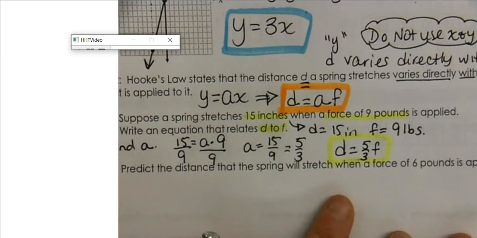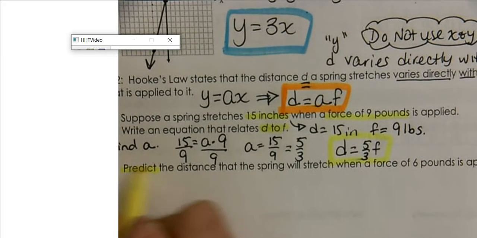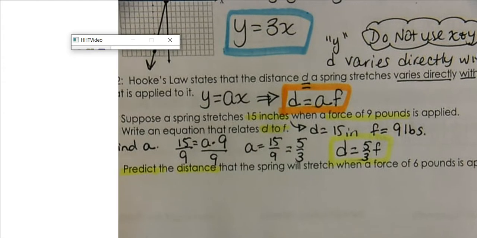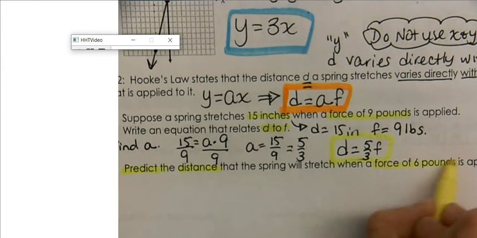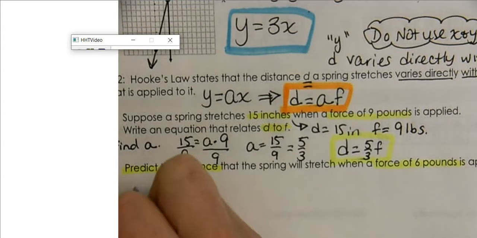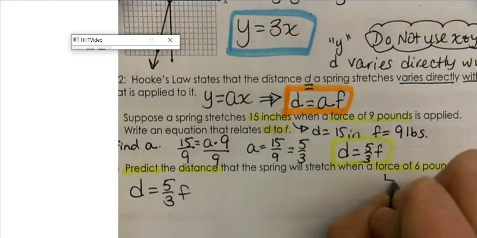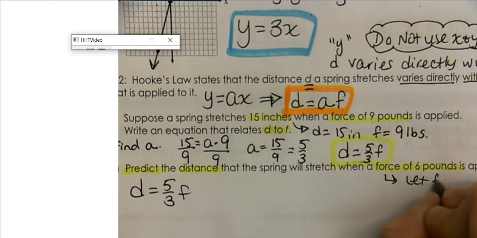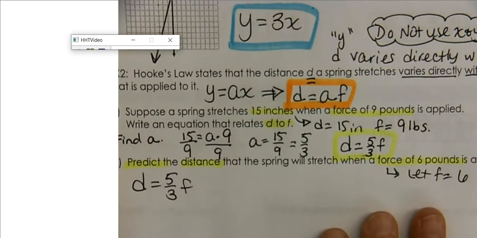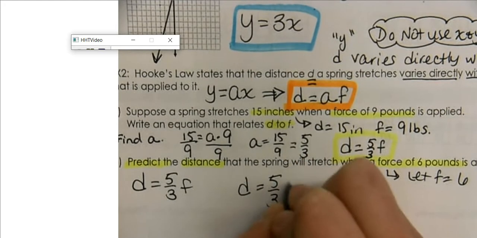Now for letter B, I'm going to use this equation to predict the distance that the spring will stretch when a force of 6 pounds is applied to it. So I'm using this equation, D is equal to 5/3 F, and I am going to let F equal 6. So I'm going to write D is equal to 5/3 times 6.